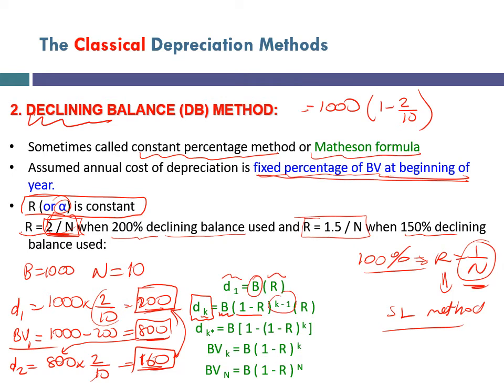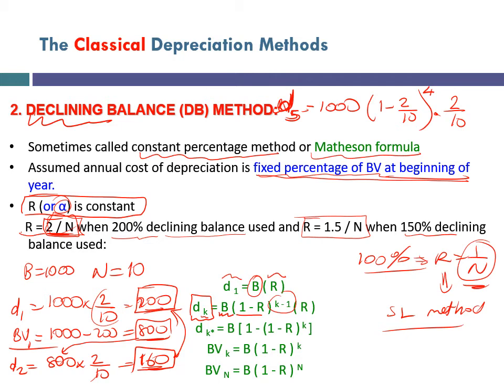Let's assume that we are trying to find the depreciation at the end of year 5. So here we need to use (1 minus R) to the power 4 times R, which is 2 over 10. So why is this so? Why do we have this? In the next example that we are going to solve, you will understand it better.